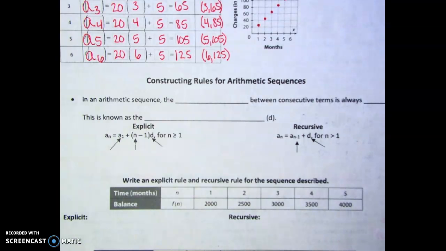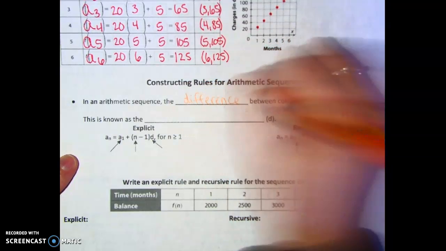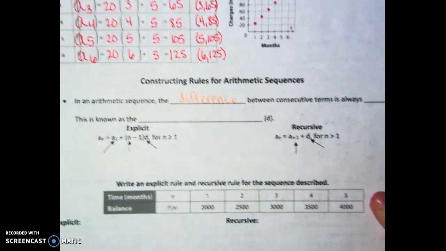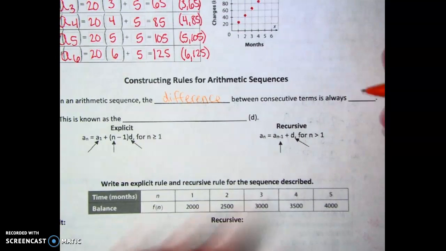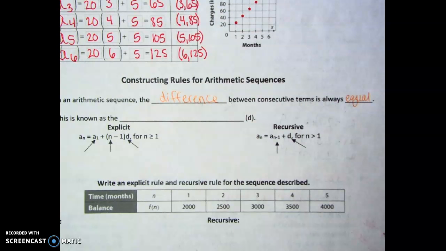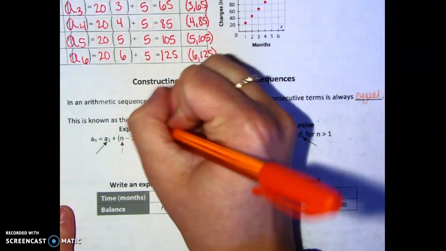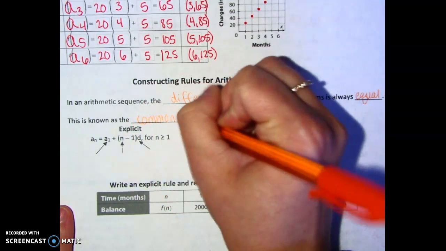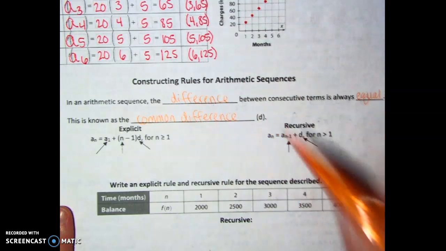Okay, so in an arithmetic sequence, the difference between consecutive terms is always equal. So when you subtract, it should always be the same amount that you are subtracting each time. This is known as the common difference. And we represent that with just the letter d. And you can see it down here.